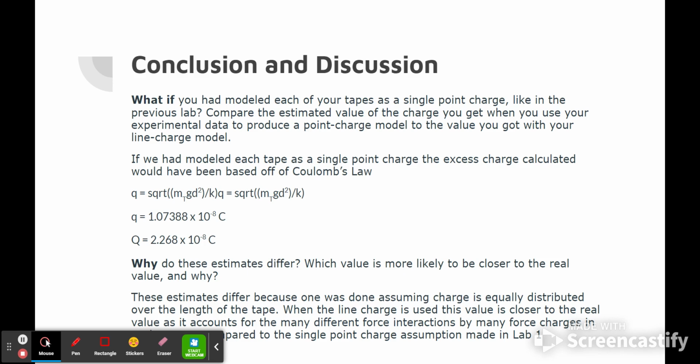Obviously, they differ. The line charge is a more real example. It's closer to the real value, as it's accounting for all the different charges being spread out instead of a point charge. All the values being spread out accounts for the forces between each different charge and the entire length of the tape in general. So that one is definitely closer to the real value.